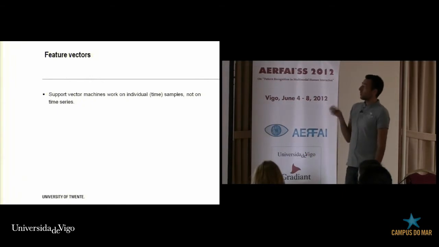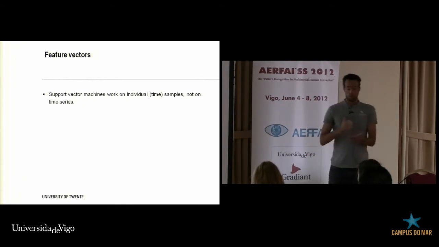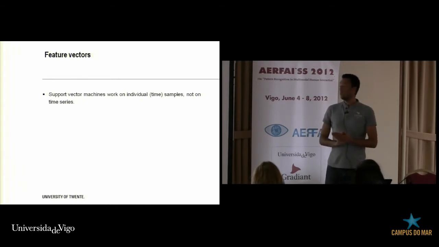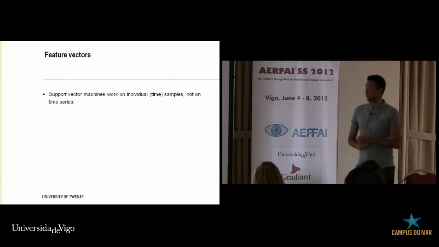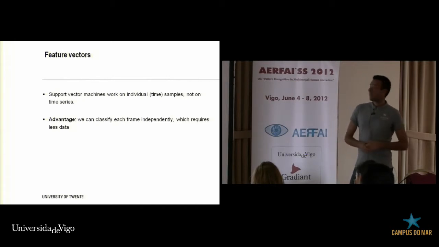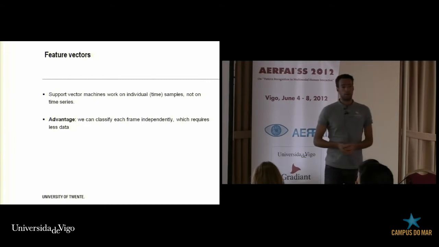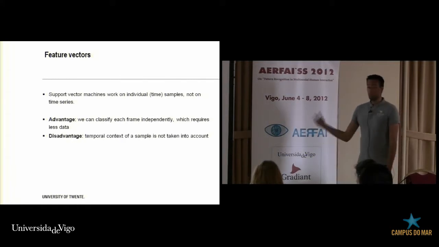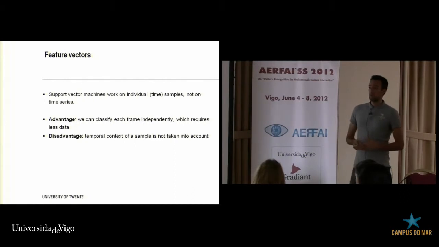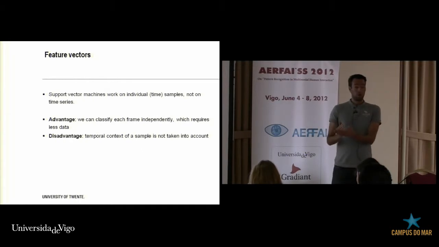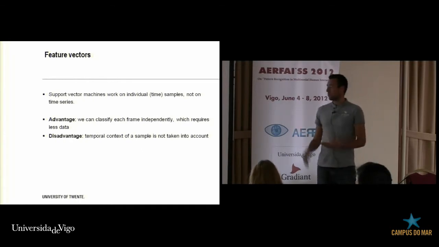Support vector machines work on individual samples. They take one frame and say it's good or bad. They don't take any temporal features into account. That is a good thing, because if we can classify each sample individually, we don't need so much data. We take all the back channels and some negative examples, we can learn the hyperplane, and we're done. There's also a disadvantage, because we don't model the temporal characteristics of the back channel. So we cannot say, hey, in the 100 milliseconds before this happened, so now we should produce it.